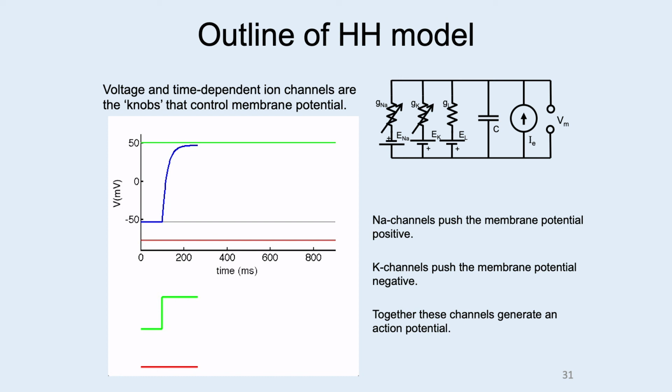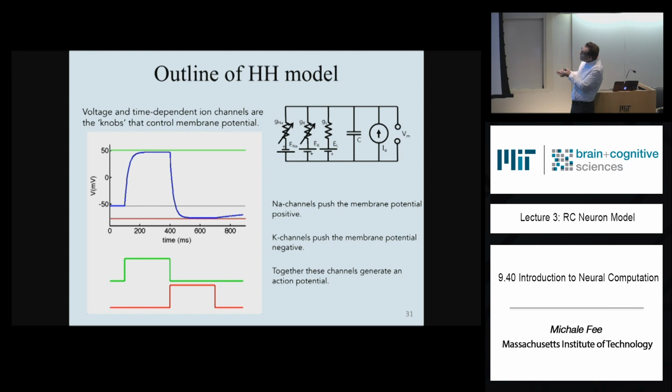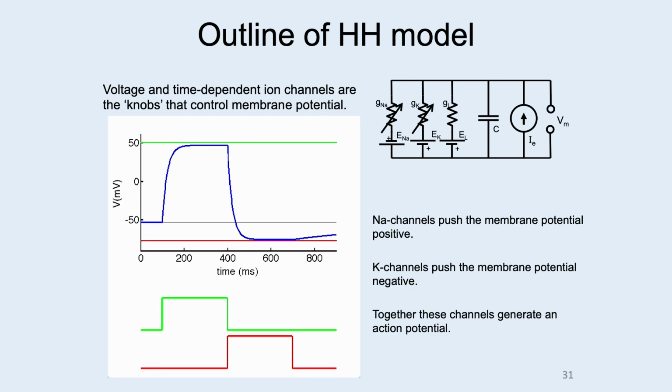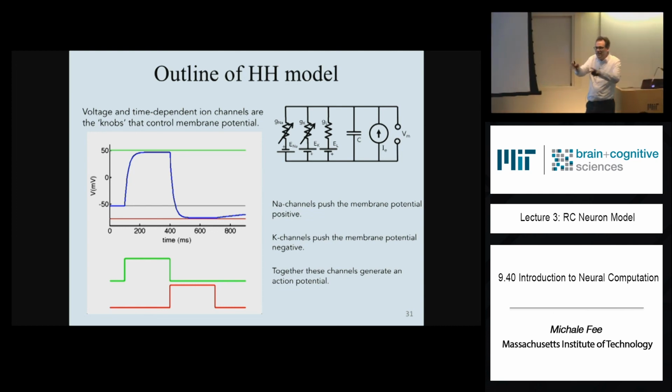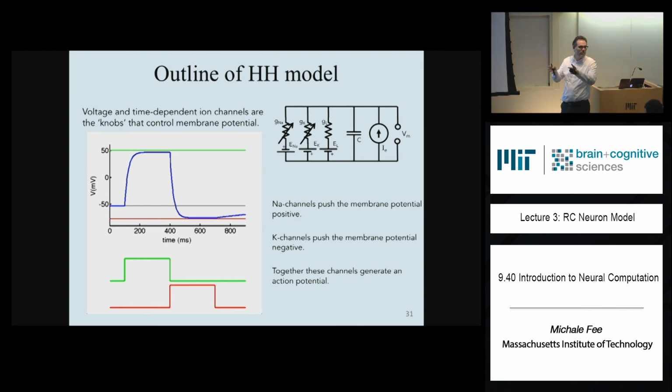There, the sodium conductance just got turned on, and what happened? The voltage of the cell jumps up toward E sodium. When we turn on the potassium conductance and we turn off the sodium conductance, the voltage gets dragged down to EK. Then when we turn off the potassium conductance, the voltage relaxes back up to E sub L. So look, conductances are just knobs that allow the cell to control its voltage.